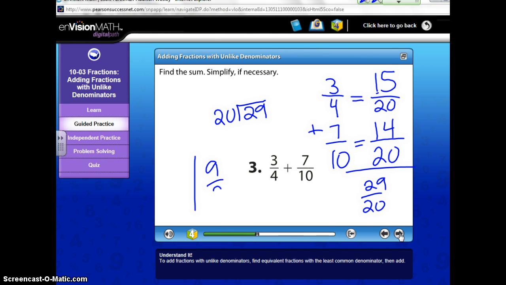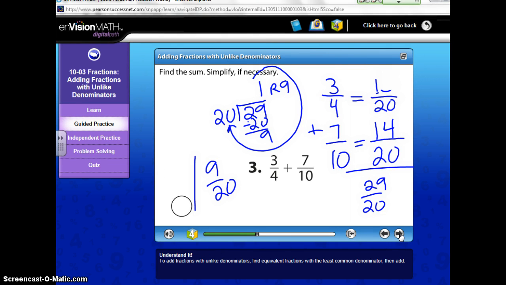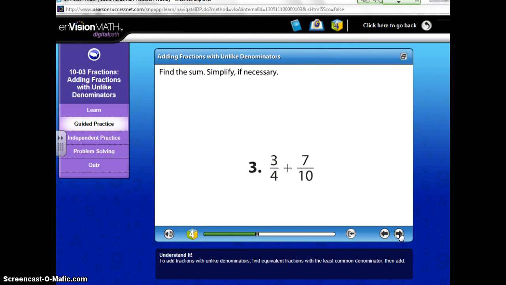9 20ths. Now, I would have gotten the same thing if I would have come up here and done this work. Yep. 1 and 9 20ths. So, there is a lot of work to be done on a problem like this. You are going to need a lot of space today. I would like you to grab your iPad, and I want us to do this next one together.